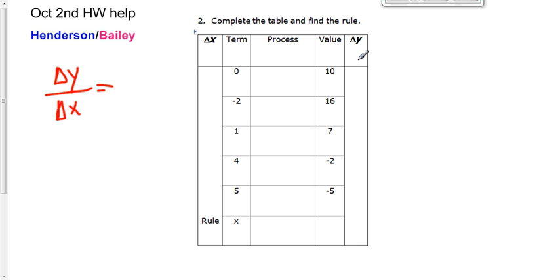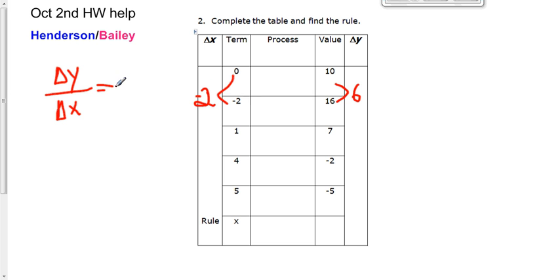So let's go ahead and find out what our change is in y. From 10 to 6, it went up. It increased 6, so that's positive 6. From 0 to 2, it went down 2. That's negative 2. It's a very ugly 2.